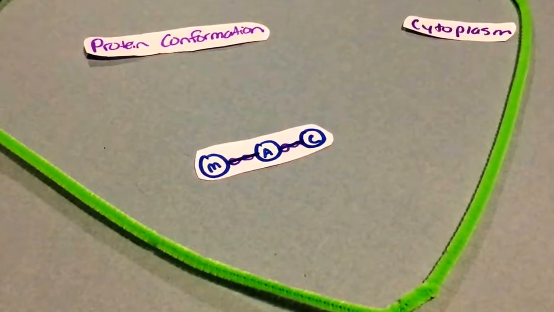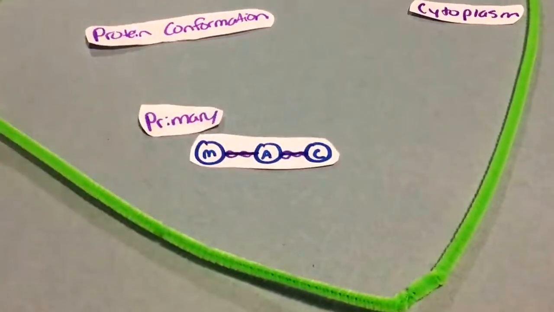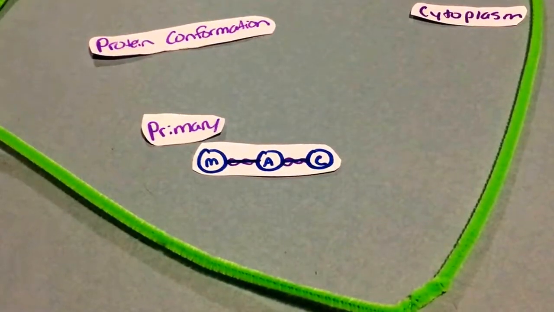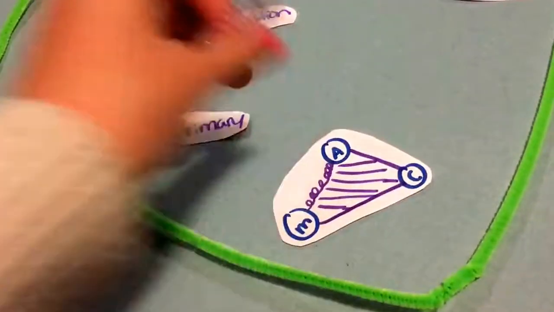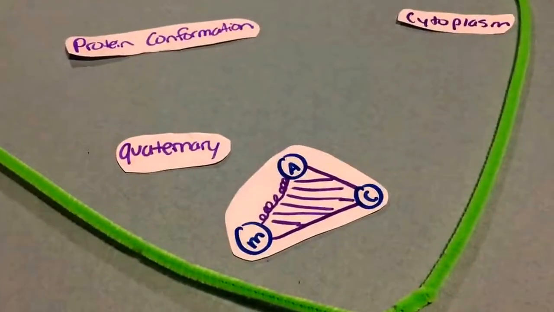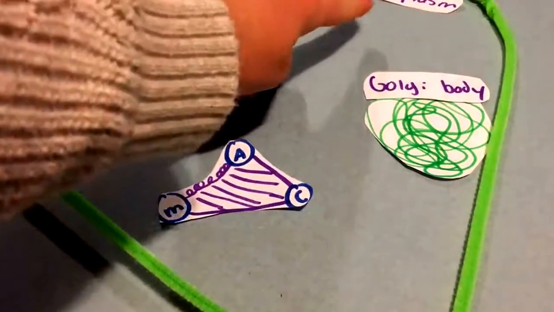Right now, I am a simple shape, so I am a primary. In order to be my true self, which is a little bit more complex due to my order of amino acids, I must fold myself multiple times to finally become the conformation shape of quaternary. I'm finally an IgM antibody, but I'm still stuck inside the cytoplasm.